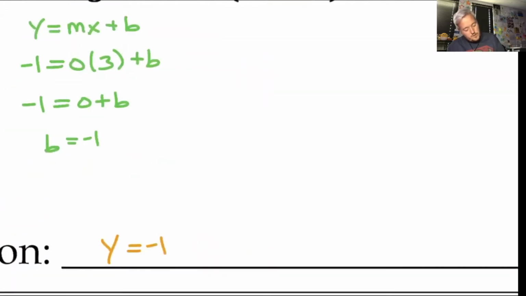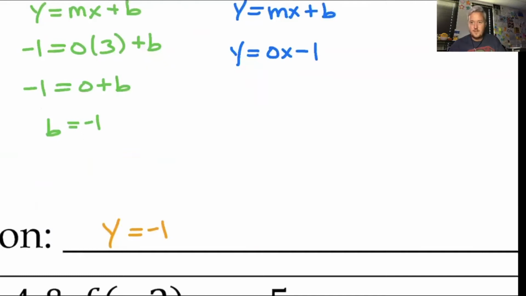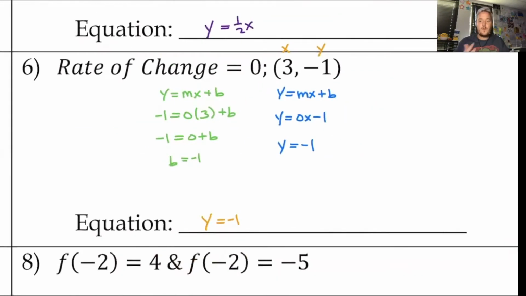So now in slope-intercept form, I want to plug in my slope and my b value. So if I have a slope of 0 and then a b value of -1, anything times 0, as mentioned before, is just 0. So it's just y equals -1. So you get the same thing either way. So even if you don't recognize the pattern with Hoybucks, you can still do it the traditional way.